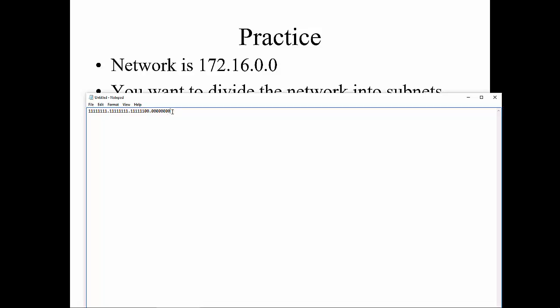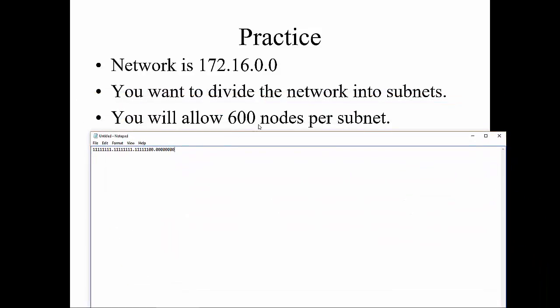So our subnet, again, as a slash notation, 8 and 8 would be 16, 17, 18, 19, 20, 21, 22. So a /22 would give us 600 nodes per subnet. Realistically, we're going to have a few hundred left over because we were at a toss-up between 512 and 1024. We need 600. So 512 is too small. 1024 is too big. But I would rather have more than not enough.